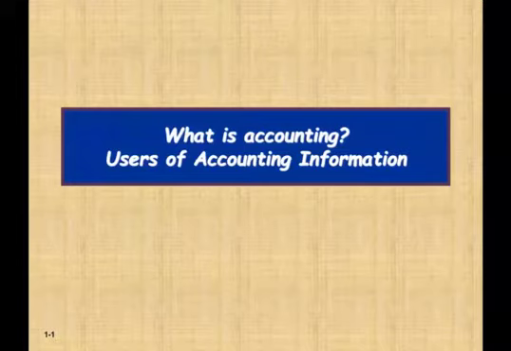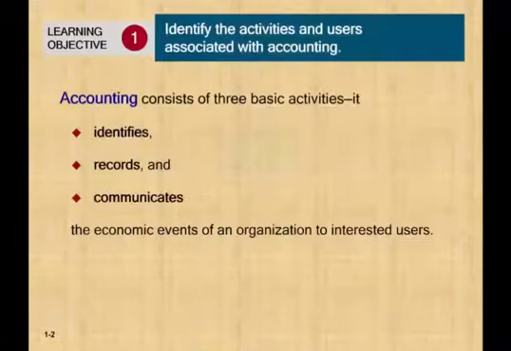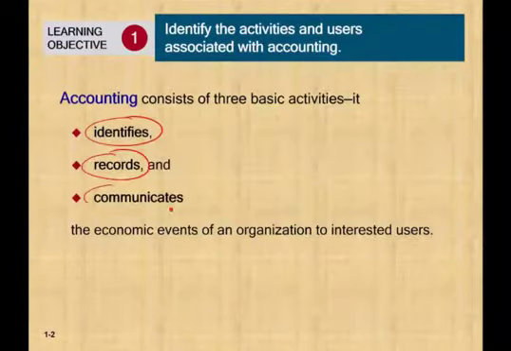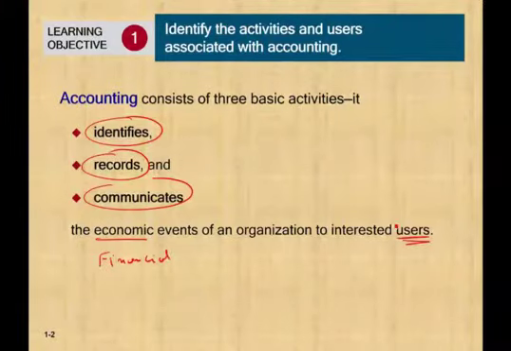This is Professor Farhad. In this session, I'm going to explain what is accounting, just basically very quickly, and the users of accounting information. Who are the users of accounting information? So what is accounting? Accounting basically consists of three basic activities. One is to identify, record, and communicate economic, or we call them financial, information, financial in nature, of an organization to interested users. Now we're also going to be looking at the users. Who are those users? Someone is interested in this information.